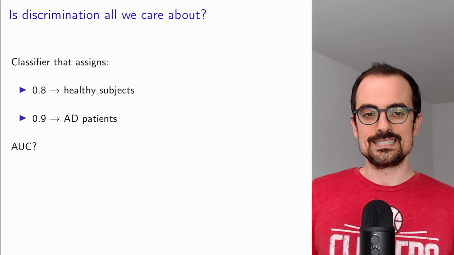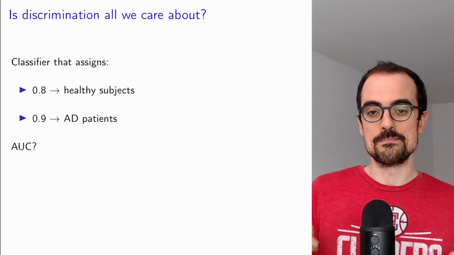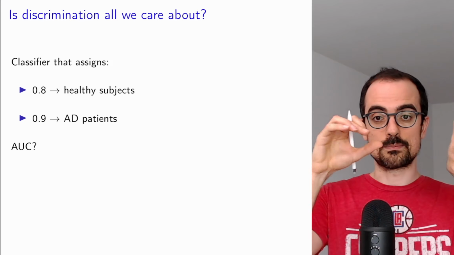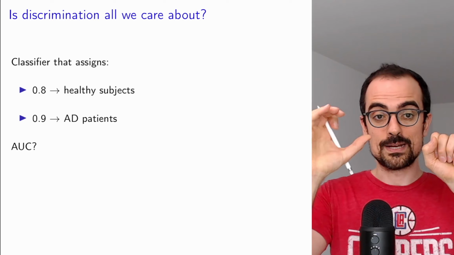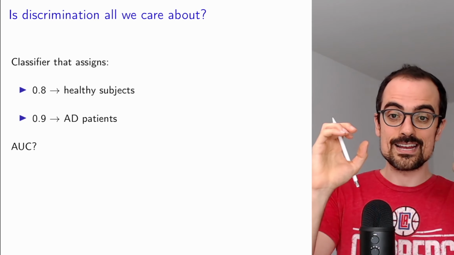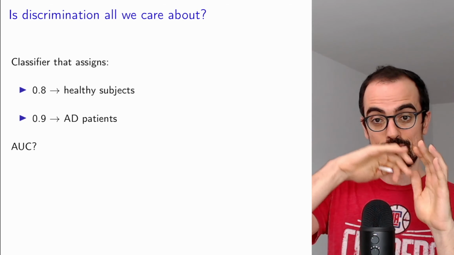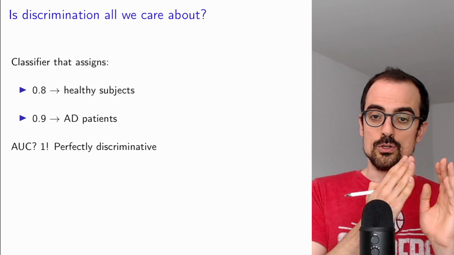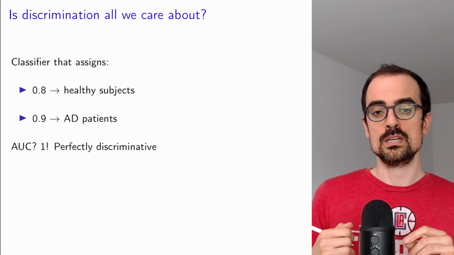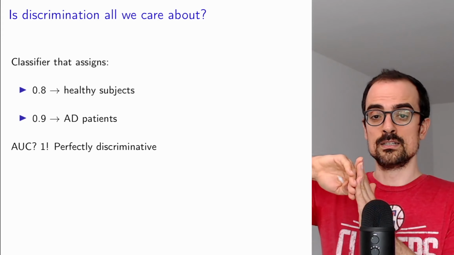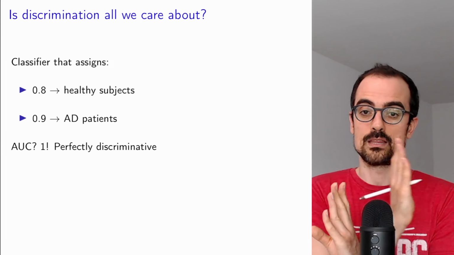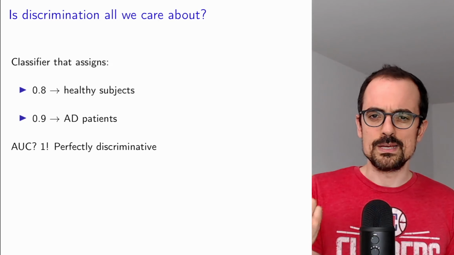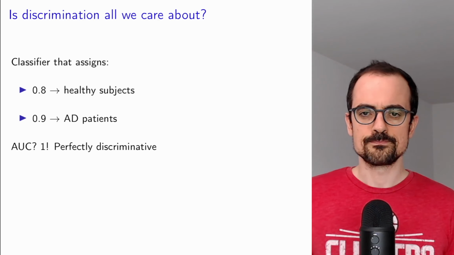Now the AUC of this classifier is absolutely awesome, because whatever pair you pick of healthy subjects and AD patients, the estimated probability for the AD patient is always 0.9, so it's always higher than 0.8. So the AUC, the area under the curve, is actually equal to 1. This is a perfectly discriminative classifier. If you order the patients according to their estimated probabilities, you're going to get the Alzheimer's patients on one side and the healthy patients on the other. Perfect discrimination. But now what if you want to use these probabilities to take some kind of medical decision?